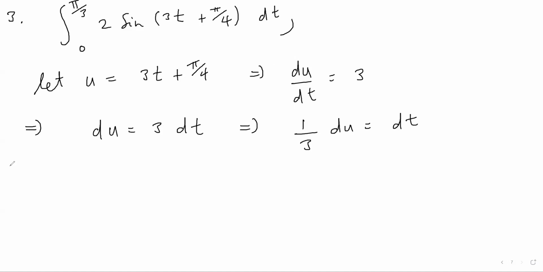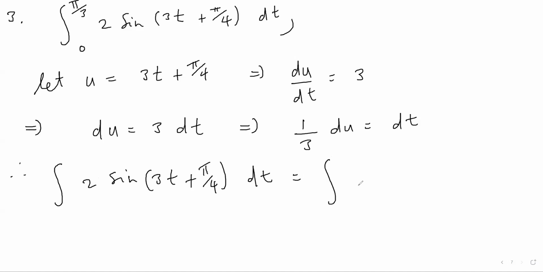Now that you did that, you go ahead and evaluate the indefinite integral. You start with the indefinite integral first. You evaluate the indefinite integral of this function, 2 multiplied by sine of 3t plus pi over 4, with respect to t. And that is the same as the following.